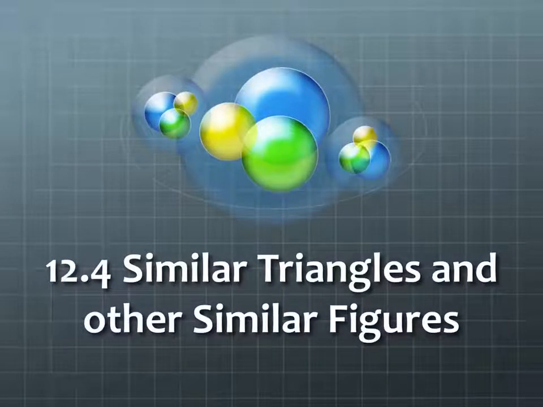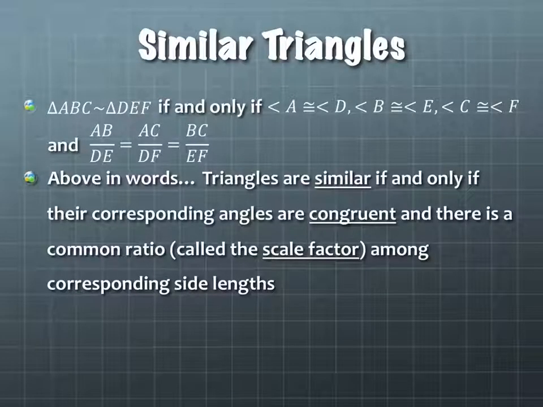Section 12.4, we're going to take a look at similar triangles and other similar figures. To start with, we're going to look at what we're talking about for triangles. Triangle ABC is similar to triangle DEF. You'll notice there's a tilde between them, if and only if all the pairs of angles are congruent. So A and D are congruent, B and E are congruent, C and F are congruent, and the ratio of their sides is the same. That's what that last piece is showing you: three ratios, and the ratios are all the same.